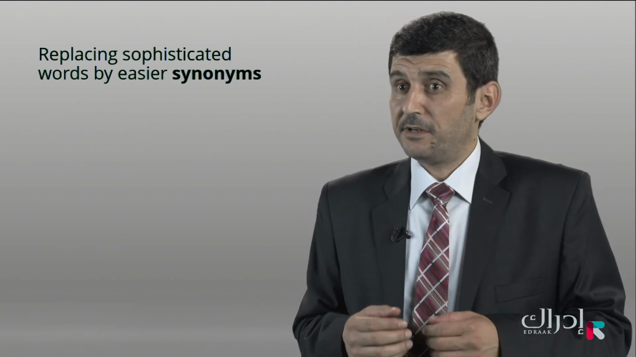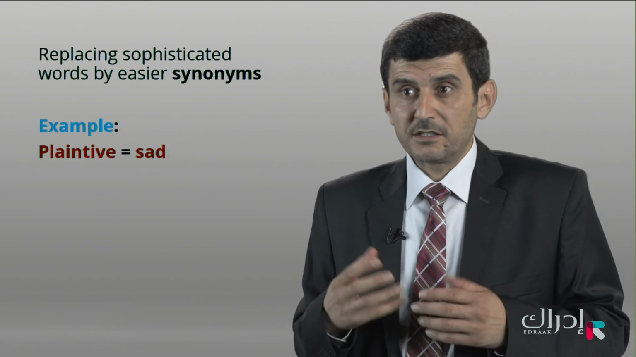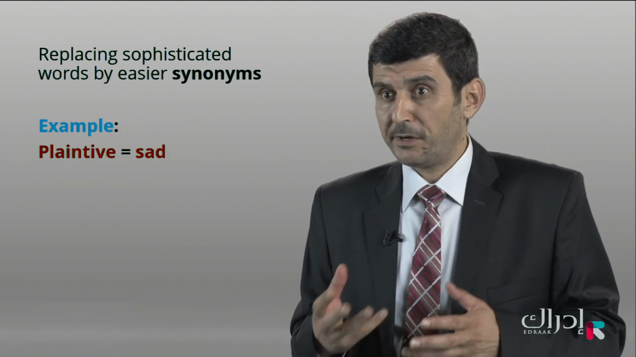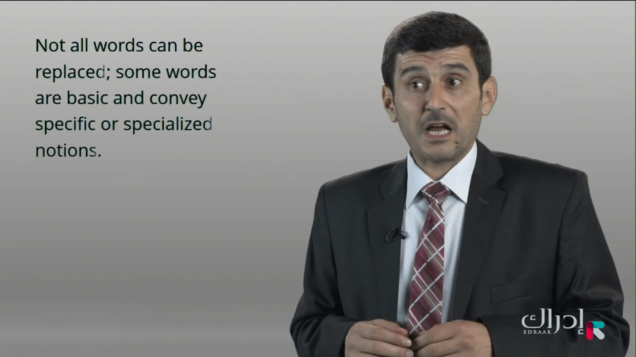Notice the two colored words in the definition: vocabulary and structure. We know what we mean by vocabulary. So we replace sophisticated words by simpler or easier synonyms. A synonym is a word that shares a similar meaning with another word. For example, if we come across a word like plaintive, a suitable synonym, a word with a similar meaning to replace it, can be sad. Notice that the original word plaintive is not as easy as sad, so the difficult word is replaced by an easier one. Not all words can be replaced.